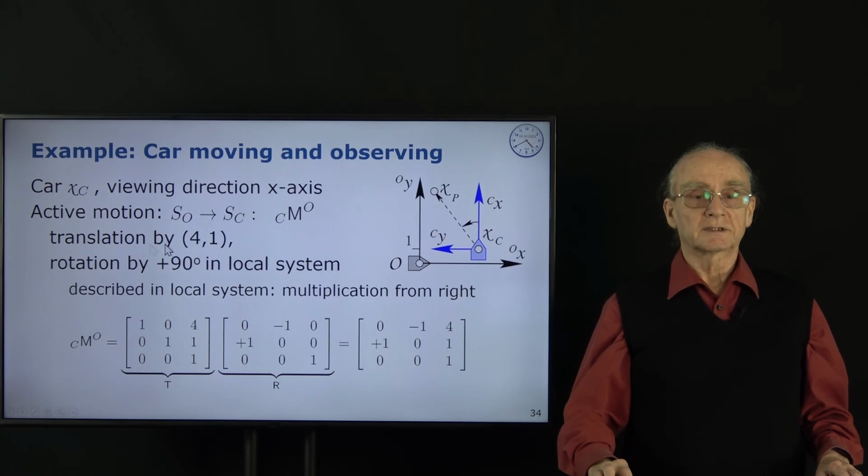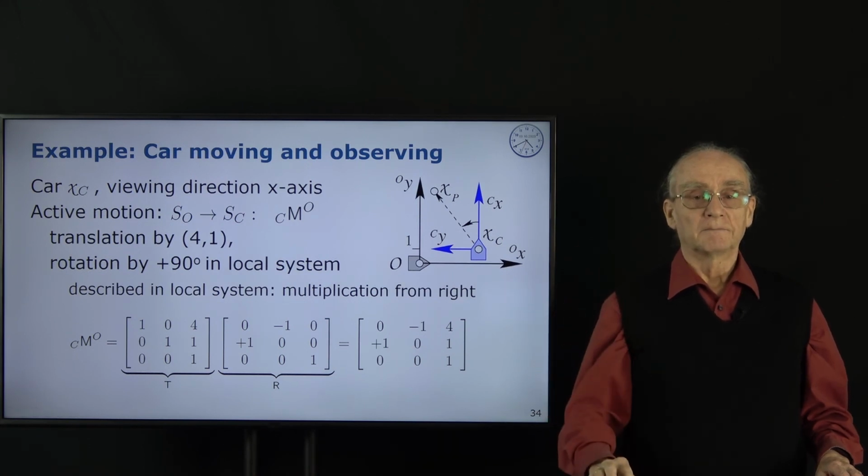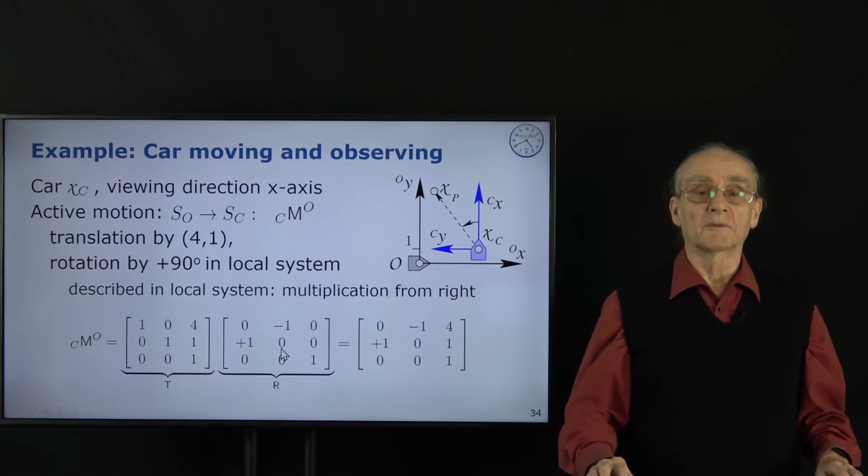Now we have an active translation by 4, 1. This is this one. So you have here the unit matrix and 4, 1. That's the translation. And then we have a rotation by 90 degrees to the left, where you have here the sign of the rotation angle. That means this is -1, and here is +1, and so on. Because we describe this rotation in the local system, we first move the car here and then rotate it there. That means we describe the rotation in the local coordinate system, so we have to multiply this translation matrix with the rotation matrix from the right.